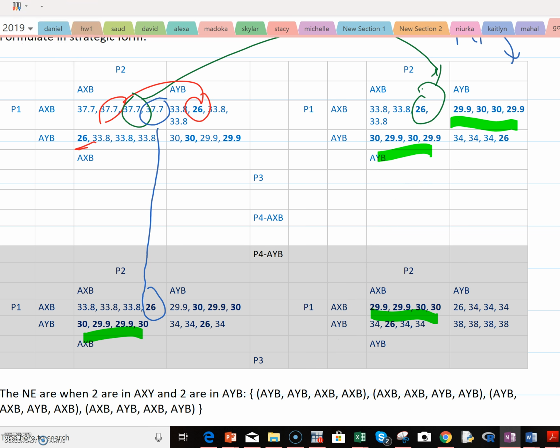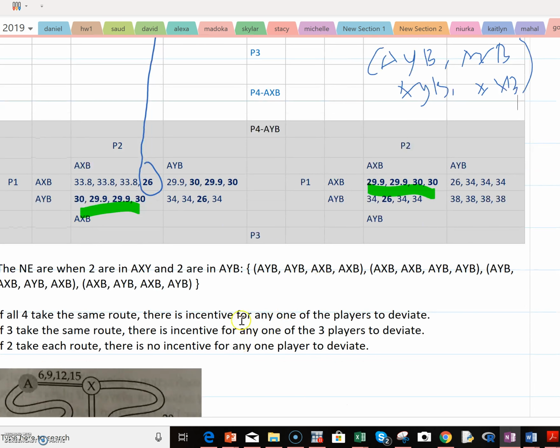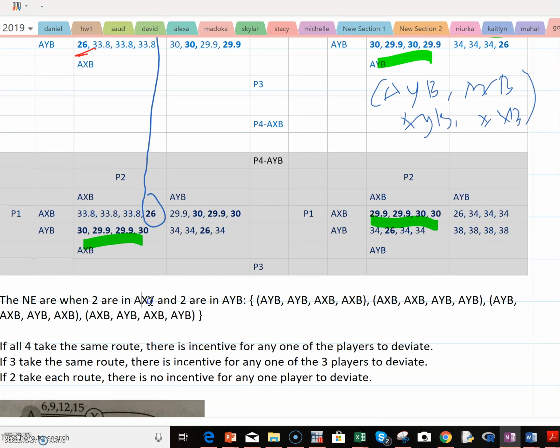So this one would be AYB, AXB, and then player 3 is AYB, and player 4 is AXB. That one. So just identify all of them in here. There are four Nash equilibria here, and when you think about it, this is the situation where two are using AXB and two are playing AYB.